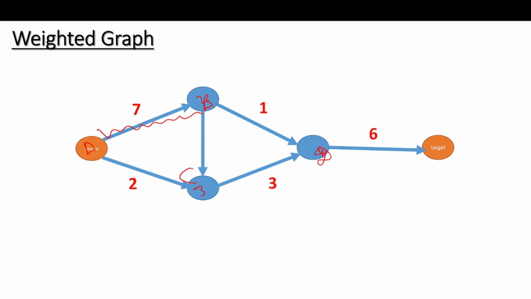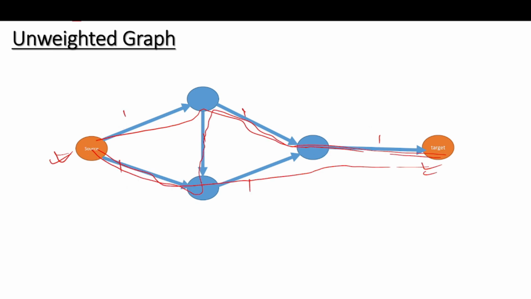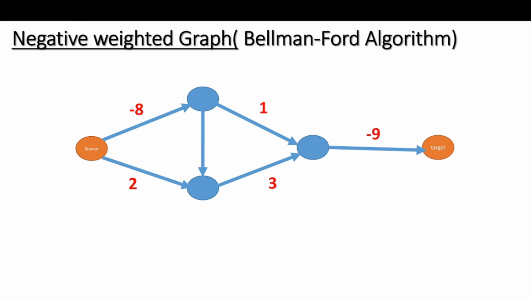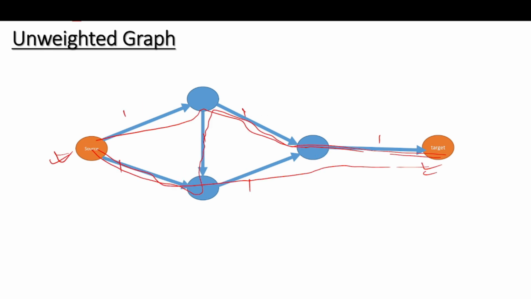The graphs that can be used to find the shortest path are the weighted graph, then the unweighted graph, and then the negative weight graph. The negative weight graph is used for the Bellman-Ford algorithm. So let's first understand the unweighted graph. What is an unweighted graph? As you can see in this picture, there is no weight given on the edges.